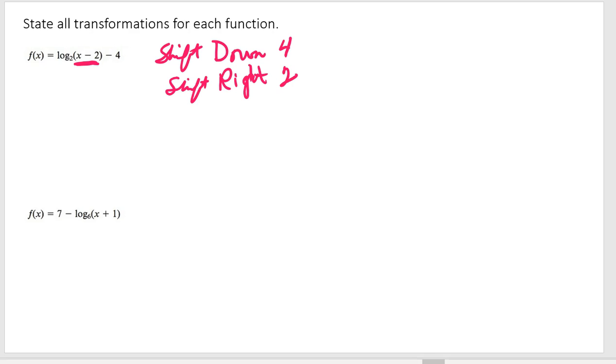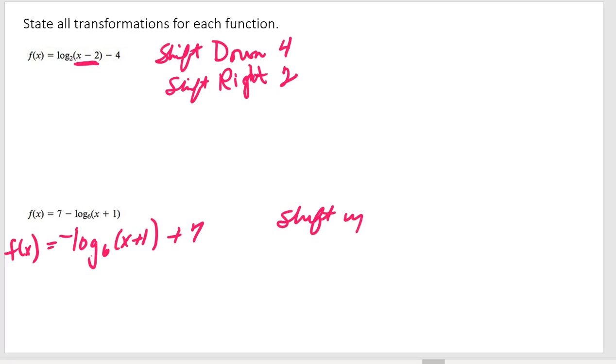Okay, let's try the next one. Now, this one here, I could rewrite, if it confuses you, with the 7 on the right. Is the 7 a constant by itself? We know that's going to be the shift up or down. So it's going to be shift up 7. Okay, then I look at my x expression, and it says +1. So I'm going to shift left 1.